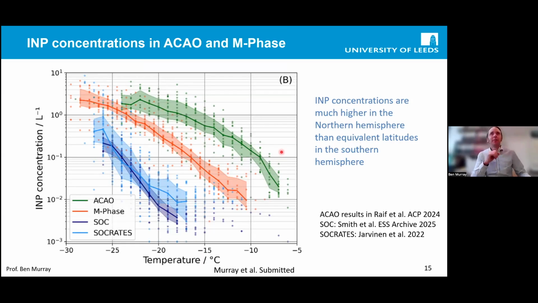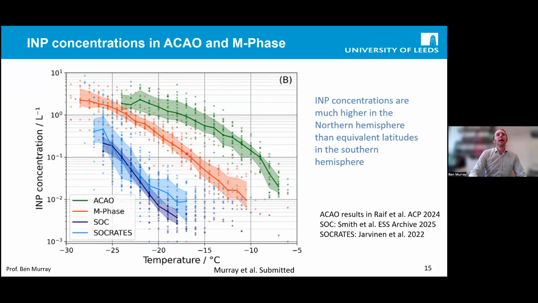That's our experience. So anyway, these are the resulting ice-nucleating particle concentrations from ACAO in green and M phase in orange. And then, as a contrast, I've put in some INP concentration spectra from SOCRATES, from the Yavanen paper, and then also from the SOCC, the Southern Ocean Cloud Campaign, which was run by the British Antarctic Survey. So these are ground-based measurements, which are actually quite similar to the SOCRATES measurements. So you see this northern hemisphere, southern hemisphere contrast, which is really striking. And I will come back to this in a bit.